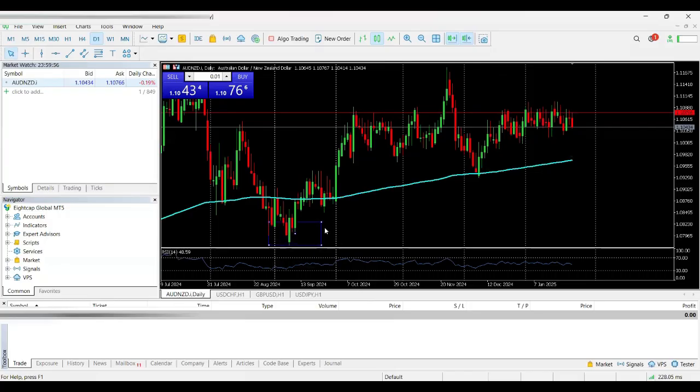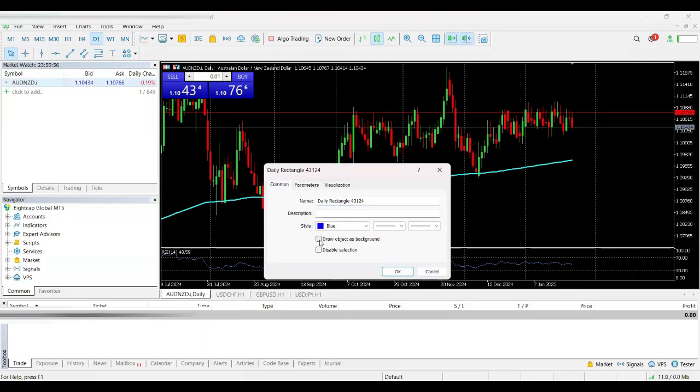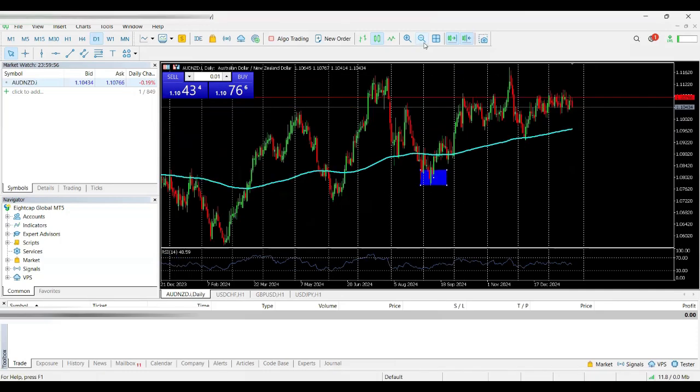Let me try to fix it. It's going to look like this. I have to right click, properties, and click on draw object as background. And then you have to, let's see, parameters, and you have to click on fill. There we go. Yours should look exactly like mine. So that's the rectangle box.